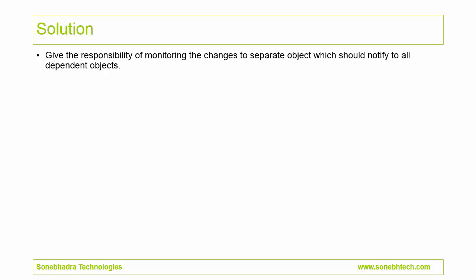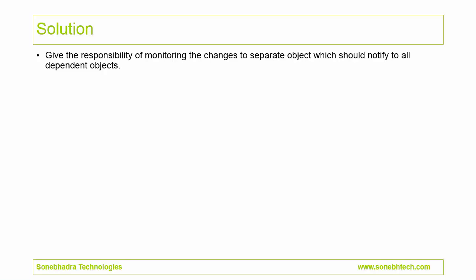Here is the solution. Give the responsibility of monitoring the state change of object to separate object which should notify to all dependent objects where it can be applicable. It can be applicable when there is a one-to-many dependency between objects. State change of one object requires changes in multiple objects. Scenarios of publish subscriber broadcasting.